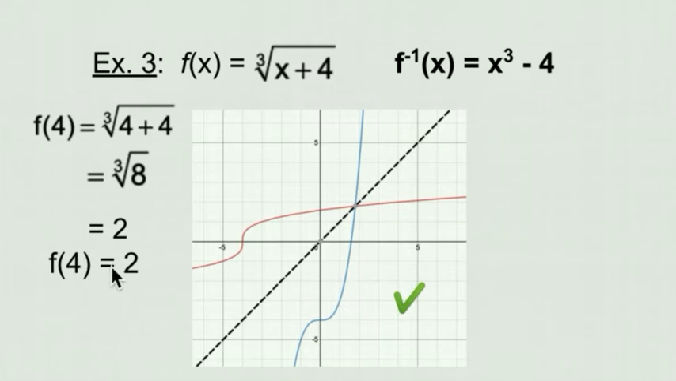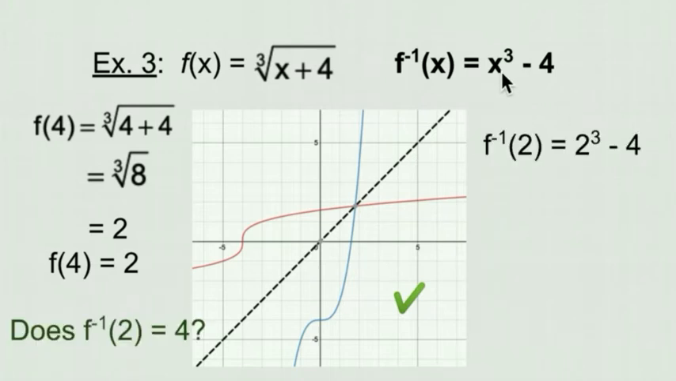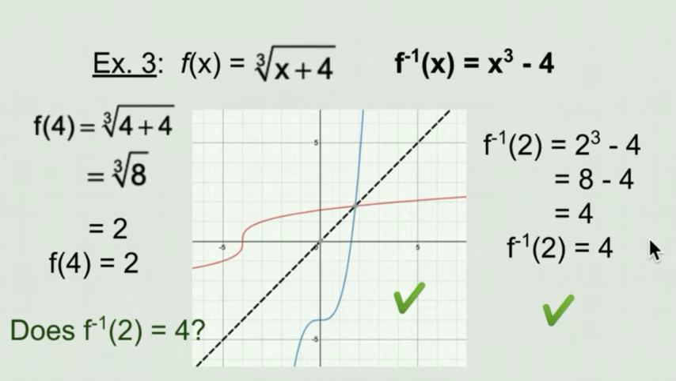Well, if f of 4 is 2 and this is the right inverse function, then f inverse of 2 should give me 4. So let's find out. F inverse of 2 would be 2 cubed minus 4, which would be 8 minus 4, which is 4. And it does check, but like I said before, proof by examples are not proofs, because I could possibly find another number that doesn't work both ways.